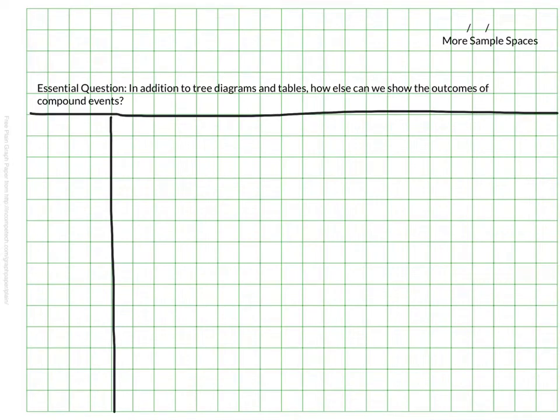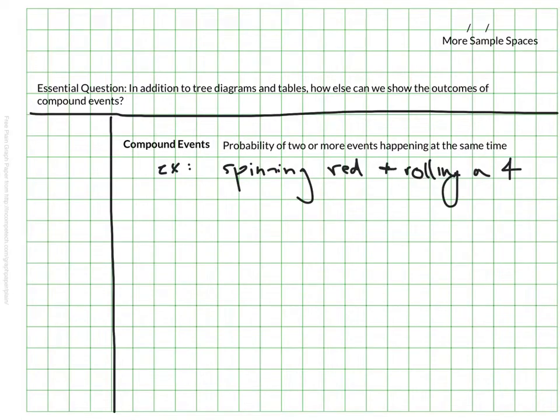We're going to start with a few reminders and clarifications. The first is about the term compound events. Remember that that means we're trying to find the probability of two or more events happening at the same time. This could be something like spinning a spinner and rolling a number cube at the same time. So maybe we're looking to see if we can spin red and roll the number 4 in that case.